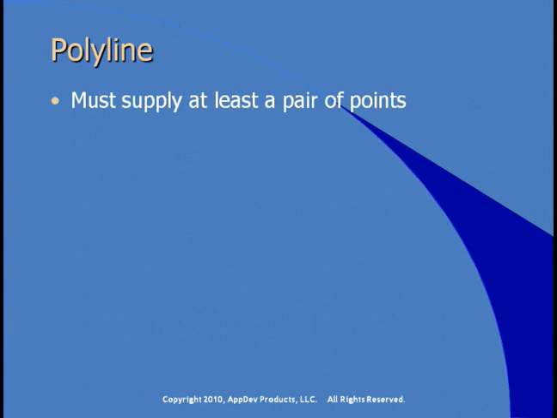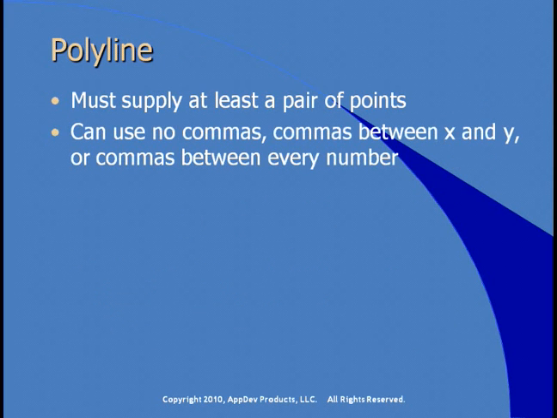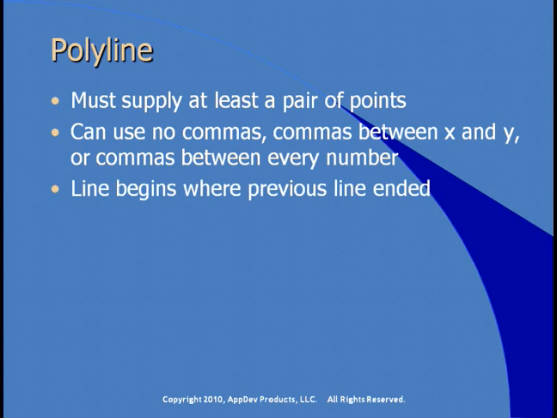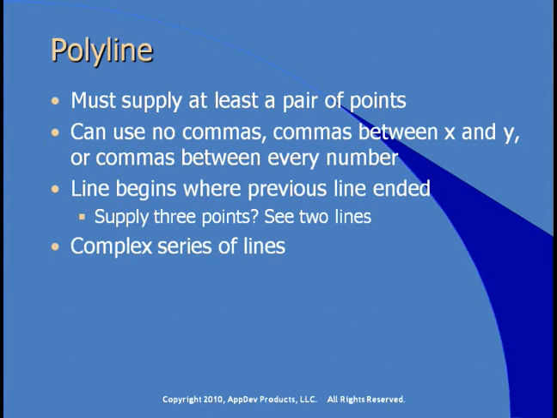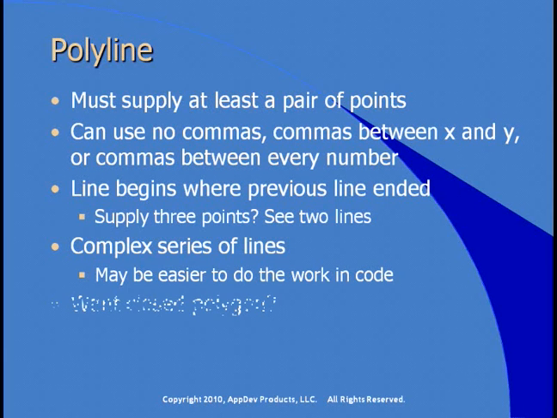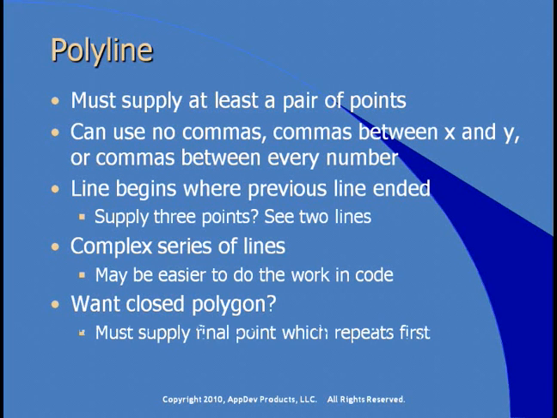You must supply at least a pair of points, as we did in the last example. You can use no commas, you can use commas between x and y, or you can put commas between every number if you just like putting commas everywhere. Remember, each line begins where the previous line ended, and if you supply 3 points, you'll see 2 lines. If you want to create a complex series of lines, which could be represented by some programmatic manipulation, you might just find it easier to do the work in code. And if you want a closed polygon, you must supply the final point, which repeats the first one. In that case, you might find it easier to use the polygon shape, which we'll look at next.